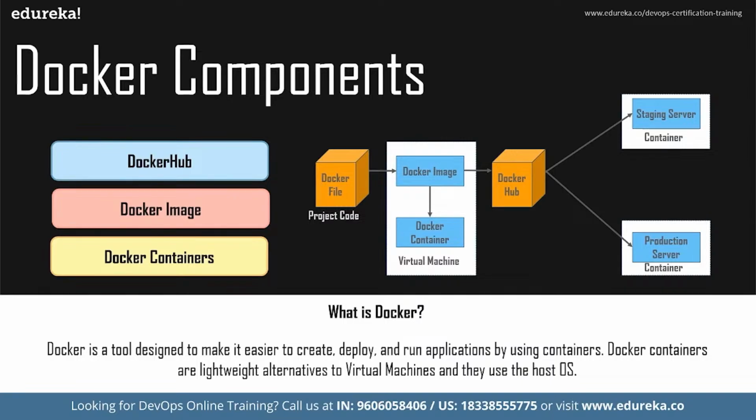Now, images are nothing but read-only templates that are used to create containers. Now, these Docker images contain all the dependencies for a particular application or a microservice. You can create your own image and upload that onto the Docker Hub. And at the same time, you can also pull these images which are available in the public repos and in Docker Hub.